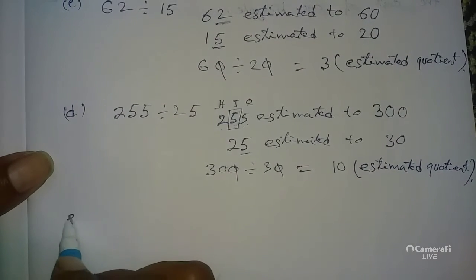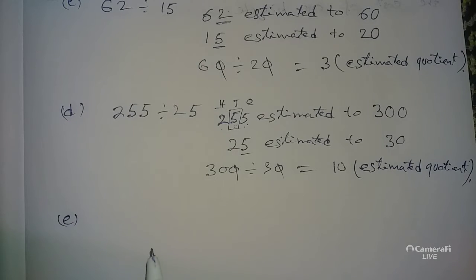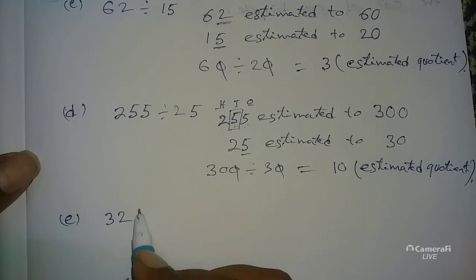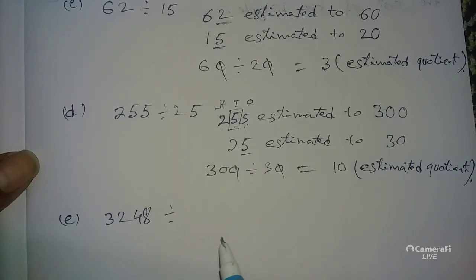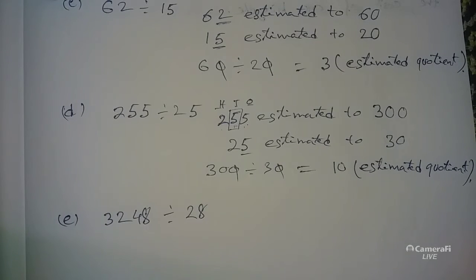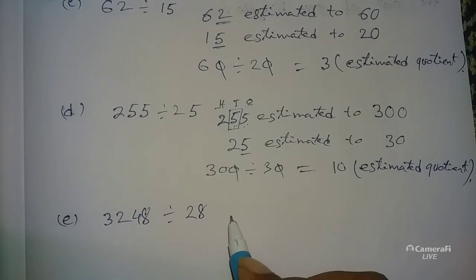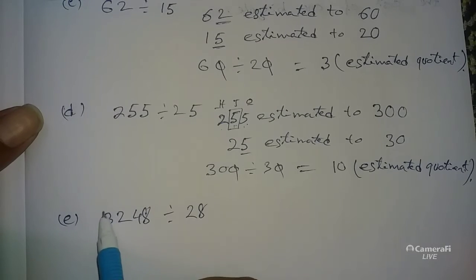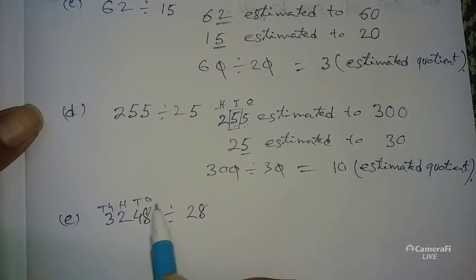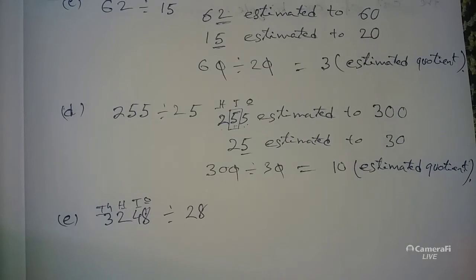Let us take another example. Suppose the number is 3248 divided by 28. Okay, so here there are 4 places, the highest is the 1000 place. This is 100, 10, ones. We will estimate to its nearest 1000. The highest place is 1000. So see the 100 place digit. The 100 place digit is 2, less than 5.